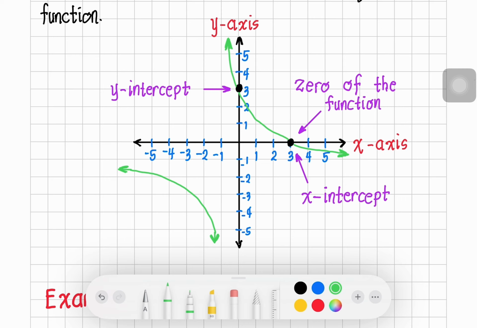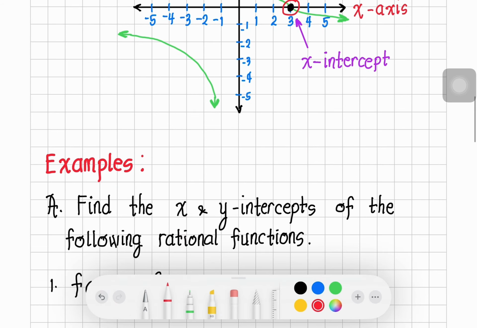So, guys, again, when we say x-intercept, it is a point where the graph crosses the x-axis. So, this is it, guys. And then, this is our x-intercept and also the zero of the function. And when we say y-intercept, it is a point where the graph crosses the y-axis. So guys, this is that one. Okay. So this is an example of the graph of a rational function. Now, let's have examples.